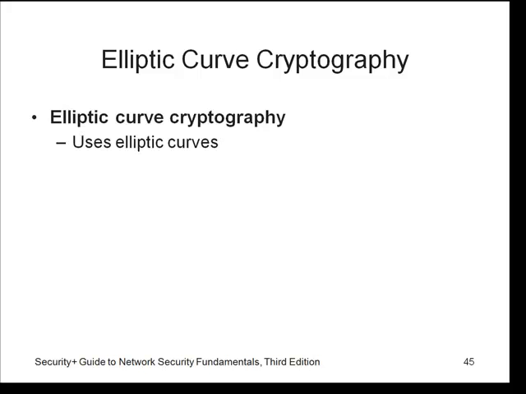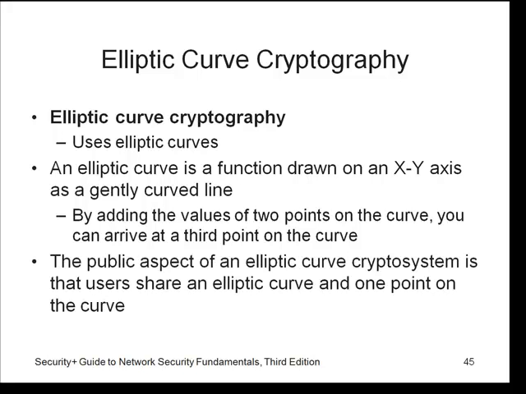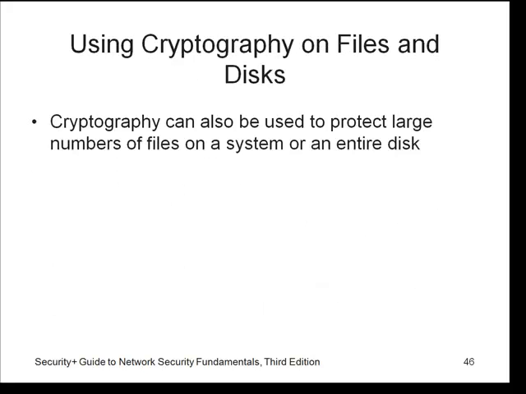Elliptical curve cryptography uses elliptical curves. It is there. I don't know how widely it's used. What happens here is, and they've got a picture of an ellipse in the book, they use two different points on the ellipse in order to get the numbers that they need. From 2 points on the curve, you can arrive at a third point on the curve. The public aspect of the elliptical curve crypto system is that users share an elliptical curve and 1 point on the curve.